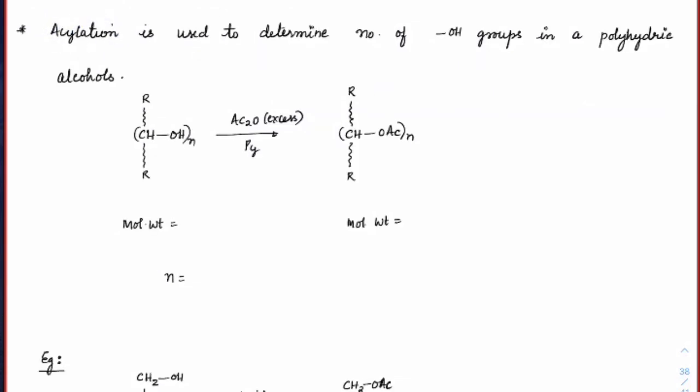And acylation becomes a very important method for determining the number of OH groups present in polyhydroxy alcohols. See, when it comes to carbohydrates, in carbohydrates we'll have a lot of hydroxy groups. So suppose you have some n number of hydroxy groups on the chain. This is a long carbohydrate chain, let's say, and it has n hydroxy groups. So we can react that with excess of anhydrate in the presence of pyridine.